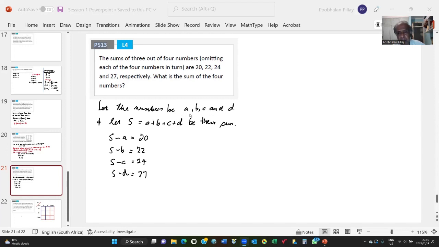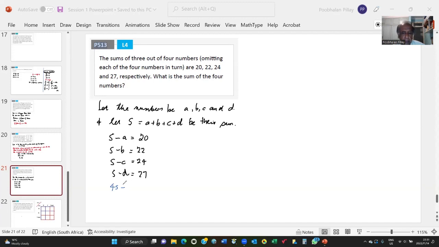If you let S be the sum of the whole 4, then B plus C plus D is really S minus A, because S is A plus B plus C plus D. So S minus A is equal to 20, and like that, you can get 4 equations. And as we saw before, to solve this, there's a symmetry around it, so you can actually add on both sides, and you get 4S here.